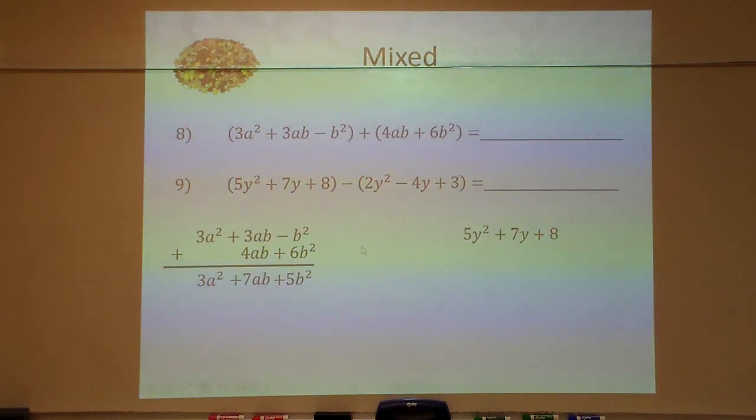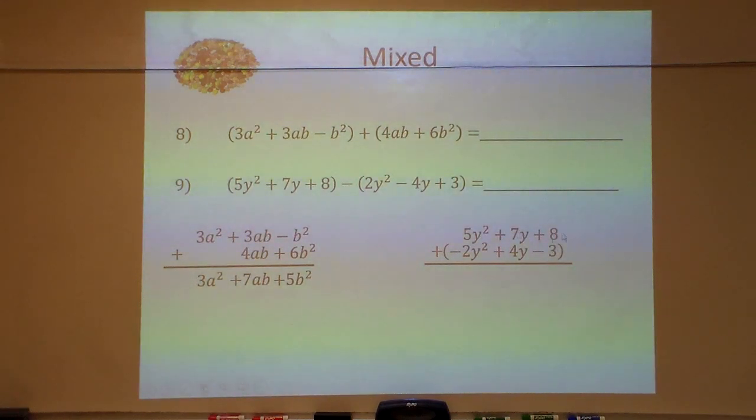The second one is a minus, so I'm going to write this problem out. Now as you'll see here, I have this minus, but it goes to the whole thing here. So I'm going to change that to a plus. And when I did that, I changed that 2 to a negative, the negative 4 to a positive, and the plus 3 to a negative. Now I can just add them like I did over here.